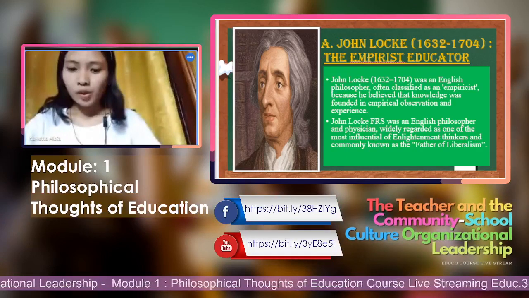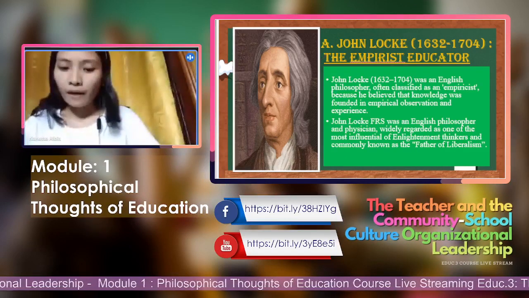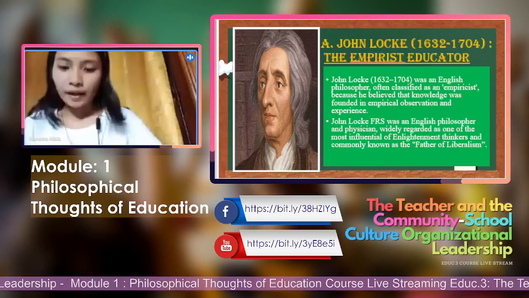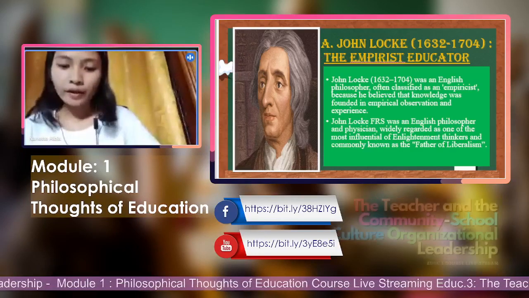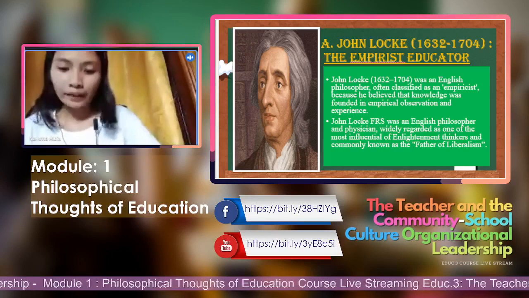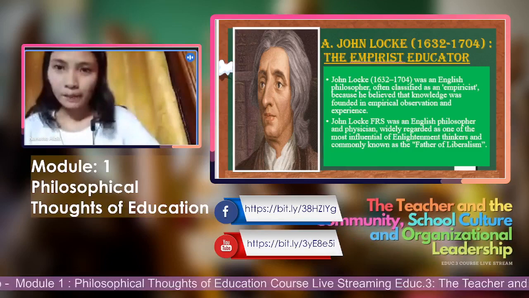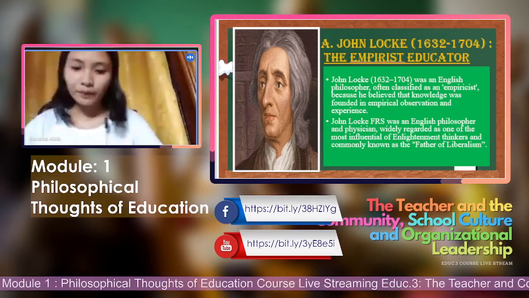John Locke, FRS or Fellow of the Royal Society, was an English philosopher and physician widely regarded as one of the most influential of Enlightenment thinkers and commonly known as the father of liberalism.